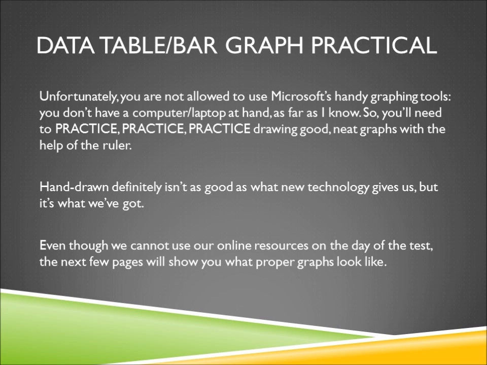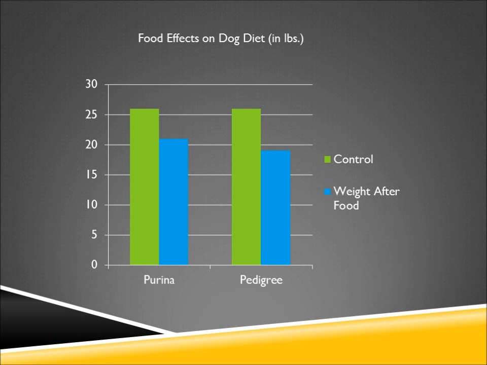Even though we cannot use our online resources on the day of the test, the next few pages will show you what the proper graphs look like, and these were made using Microsoft tools. And this one is just a random one: food effects on dog diet in pounds. I just made that one up.